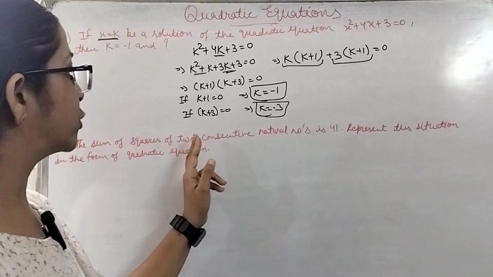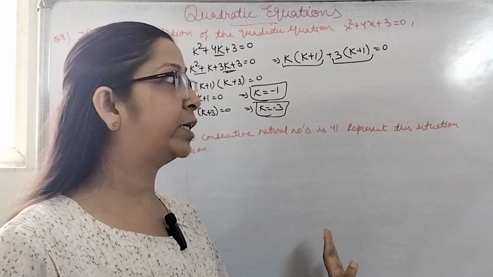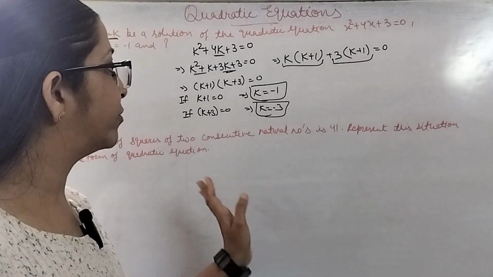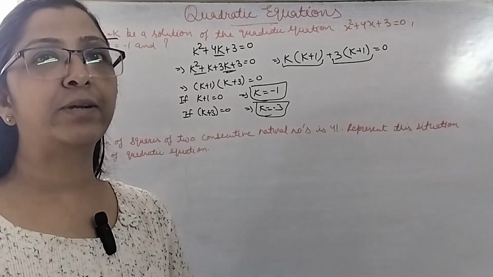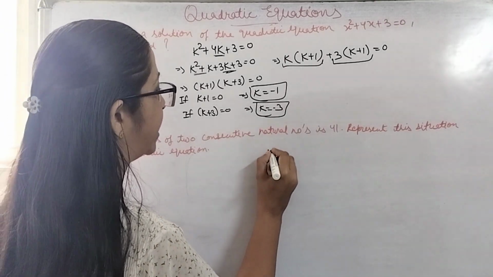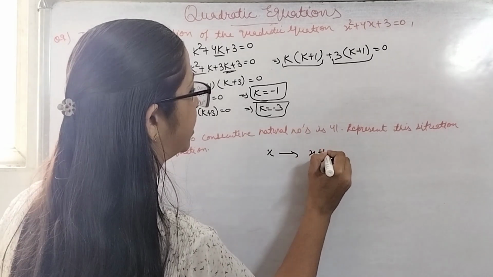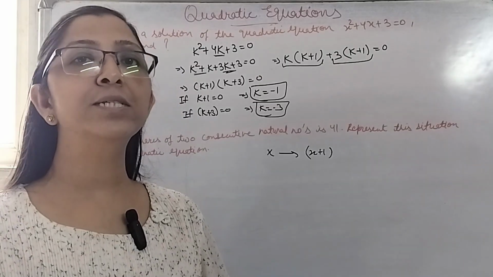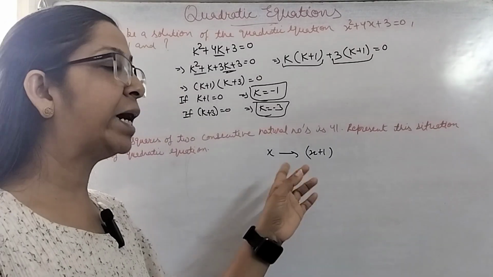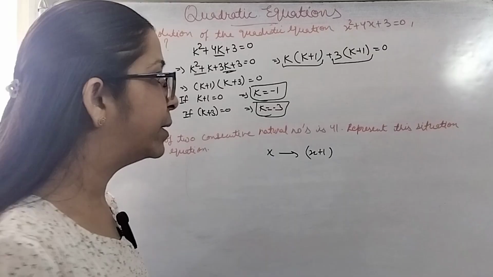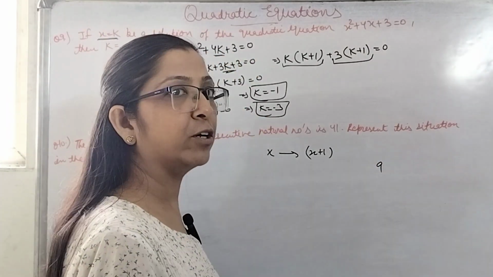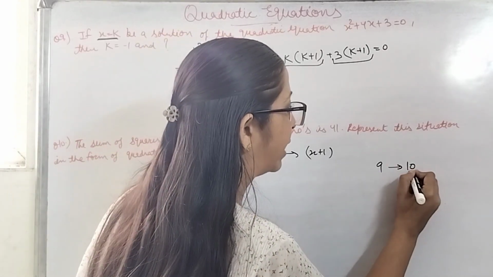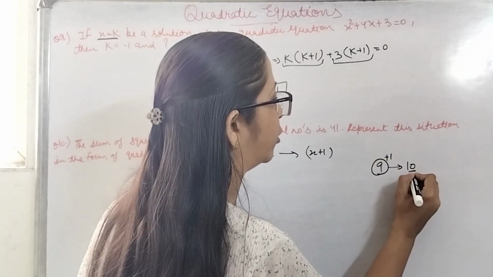Let's see another question now. The sum of squares of two consecutive natural numbers is 41. Represent this situation in the form of a quadratic equation. So see, whenever we talk about consecutive natural numbers, if one of the numbers is x, the next number will always be x plus 1. If I talk about 4, the consecutive number of 4 is 5. How do we get 5? We add 1 to 4. Similarly, the consecutive number of 9 is 10, and we get 10 by adding 1.